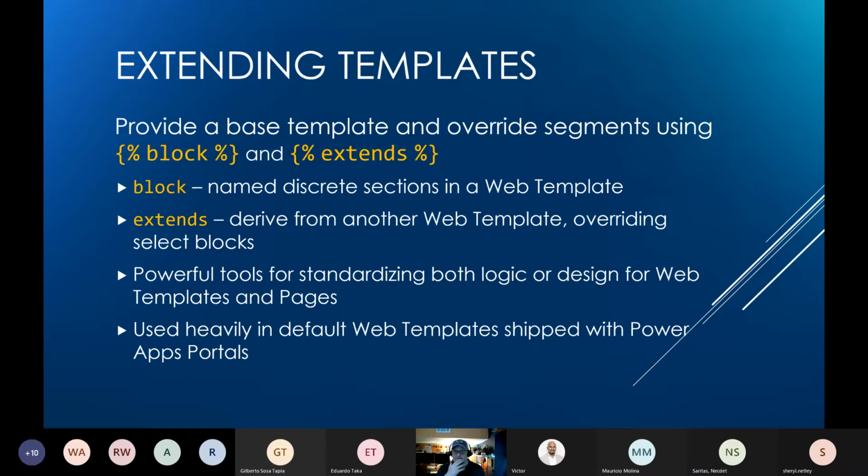I had an example I was doing with leveraging kind of a custom navigation outside instead of using web forms, and I was using the block and extends to only override certain sections, keeping like the navigation the same. But I have a simpler example I'll show you here in a moment. And then, by the way, this is used heavily throughout the pages you'll see in the default portals. You see block and extends all over the place.